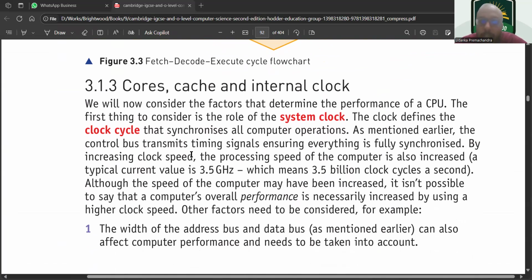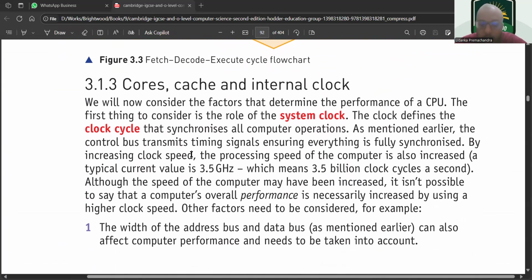So the first thing is the role of the system clock. We have to know the main things you have to determine when you are considering the CPU. The clock defines the clock cycle that synchronizes all computer operations. You should know what the clock and the clock cycle are. As mentioned earlier, the control bus transmits the timing signal that ensures everything is fully synchronized.